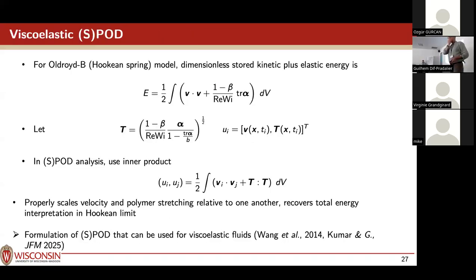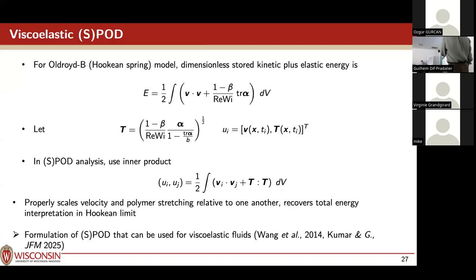For polymer solutions, if you use the Hookean spring model, you can write down the total mechanical energy. There's the kinetic energy piece here, and then there's a piece here that just depends on trace alpha, which is actually the square of the polymer stretching. Okay, and you can then, so we want to make this a quadratic, so you basically take the square root, the matrix square root of that term.